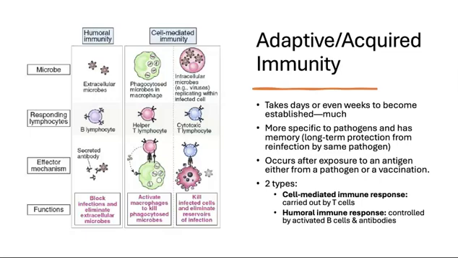So first, a bit about adaptive or acquired immunity. This type of immunity will take days or even weeks to develop. It is going to take much longer than our innate immune system, which is kind of already set. It is there, especially our physical barriers, right? This immune system is more specific to pathogens because it is tailor-made, and we're able to keep an immunological memory, which gives us a long-term protection if we were to become infected with the same pathogen again.